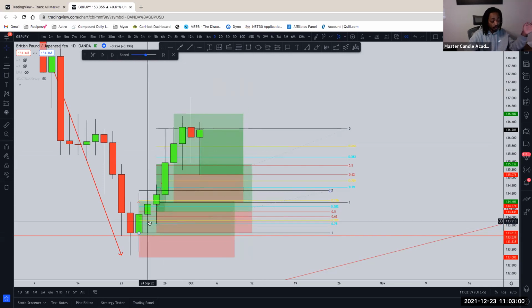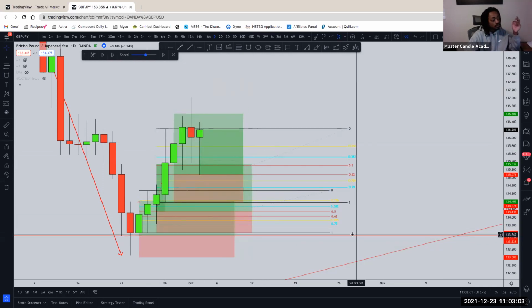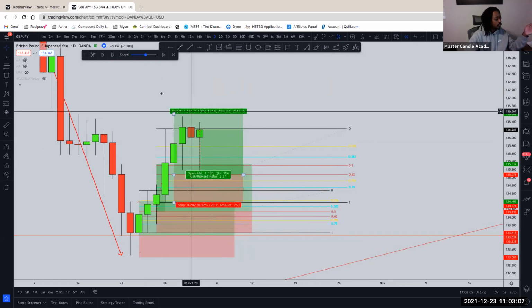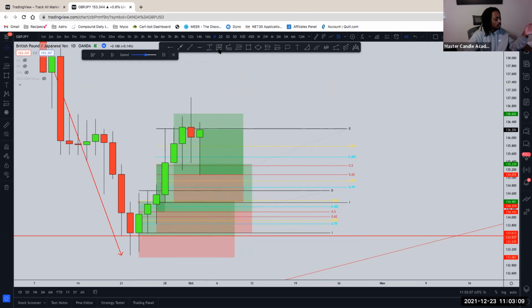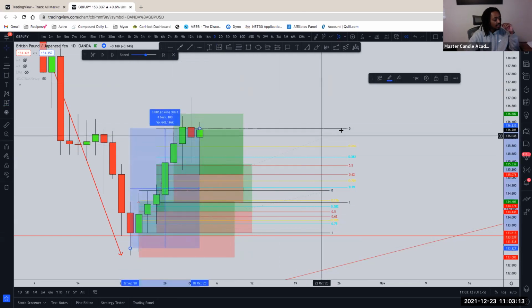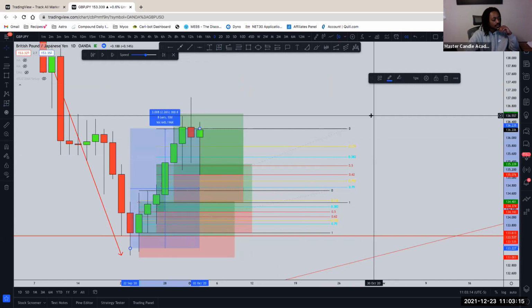Right? That's 3 trades. Pure price action. Oh no, 10 days. I'm sorry, 10 days, 300 pips. And all we did was just look at price action.